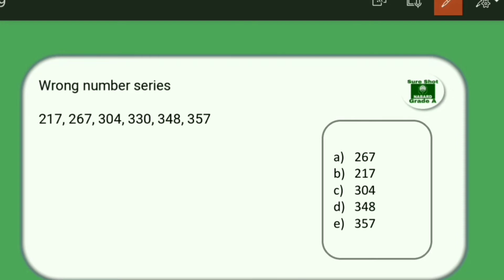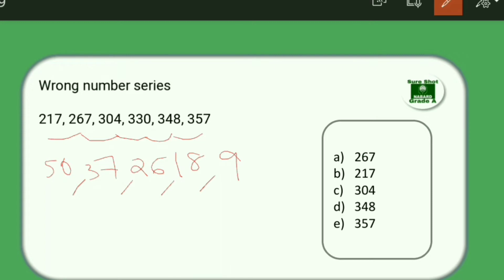This is also a wrong number series. Let's take the difference. 17, 67, 50. Here it is 33, 37, 304, 330, 26, 330, 348, 18. Here it is 48, 57, 9.